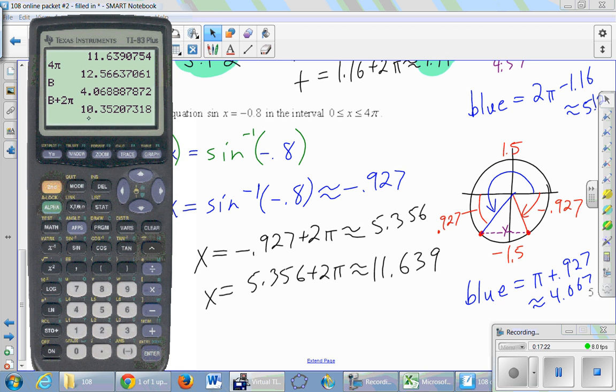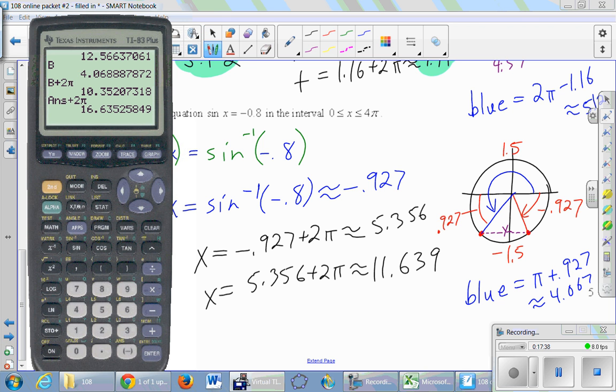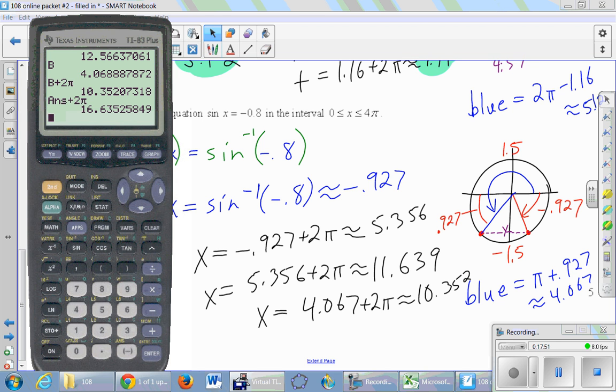And that 10 is definitely smaller than the 4 pi, the 12.5. Let's see if we can push it, add another 2 pi to this thing. Nope, that's too big. 12.5 was the top. 16 is out of the range, or domain, I should say. So 10.352 is our other answer. And that came around from taking the 4.067 and adding 2 pi. Okay, again, we have 4 answers. I will highlight them. That 5.356, this 11 and change, 10 and change, 4 and change, and that's it.